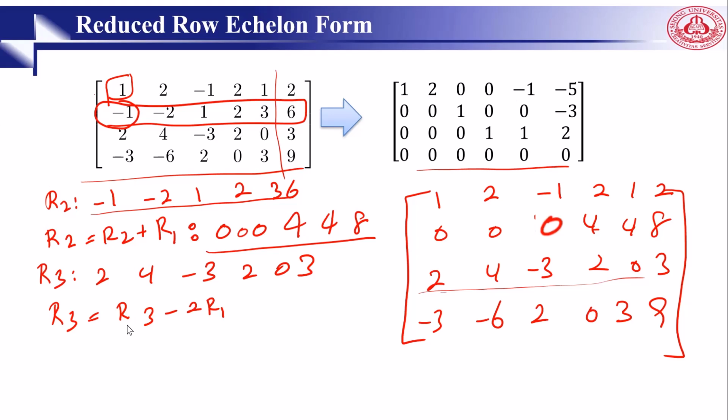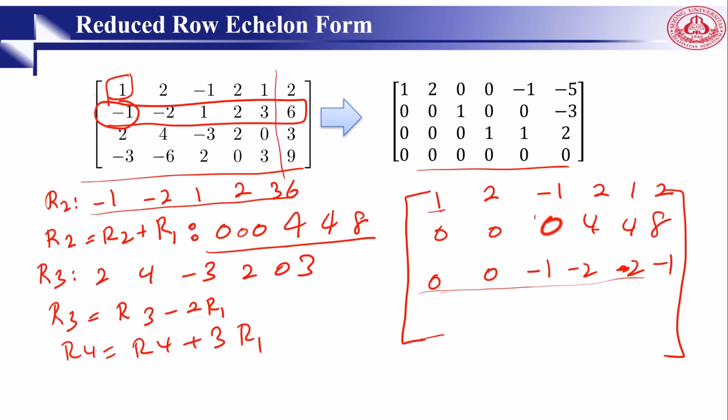So let's remove R3. Then we will have 0, 0, -1, -2, -2, -1, right? Then if I go for R4, so if I say R4 equals R4 plus 3 times R1, I remove R4. Then I will have 0, 0, 0, -1, 6, 6, and 15.